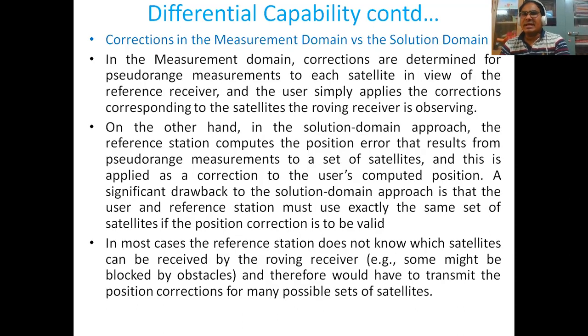Then the differential capability should be able to correct the errors. Of course, the correction is done in two domains. One is the measurement domain and the other is the solution domain. The GPS corrections of the errors are done in two domains: one is the measurement domain and another one is the solution domain.